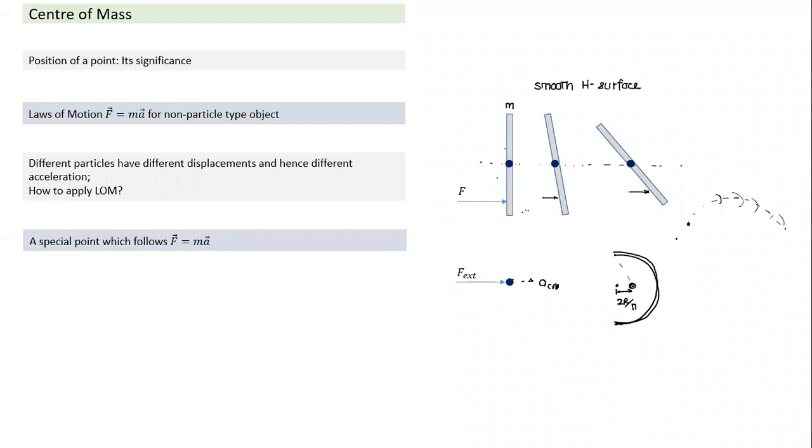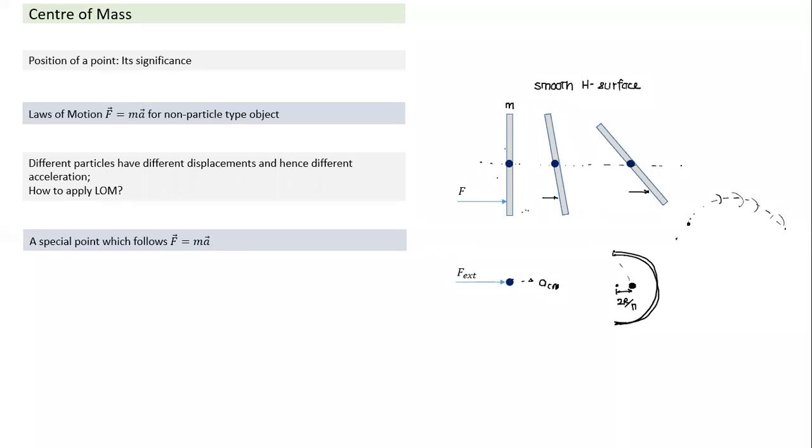and I then throw the ring, lit in a dark room. I will see the light bulb will not go this kind of path. It will follow a parabolic path. So here also, there's one point on this extended object which is exactly following the laws of motion as we have understood so far for particle motion.